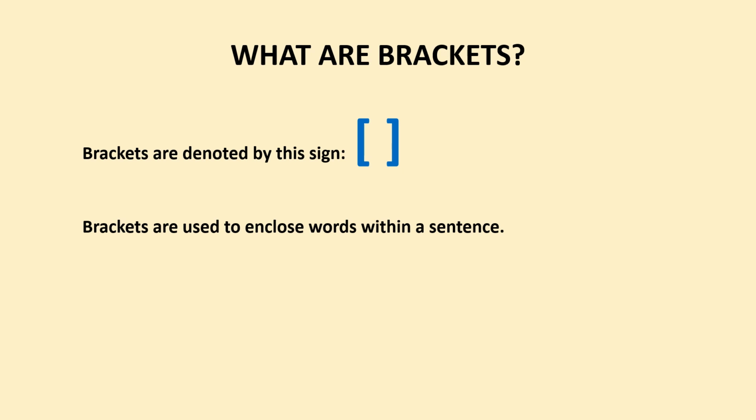So, what are brackets? First of all, brackets are denoted by this sign in blue. The definition of a bracket: it's a sign used to enclose words within a sentence. That's the primary function of brackets, to enclose words within a sentence. So let's move forward and learn more about brackets.